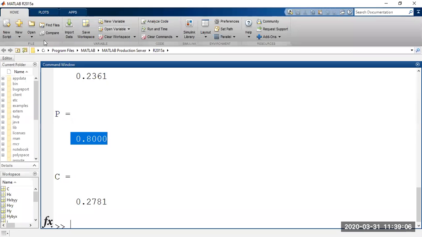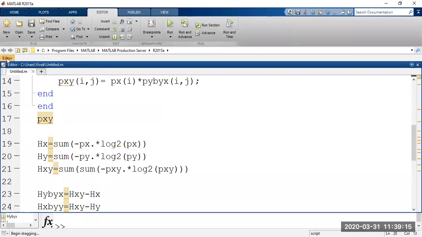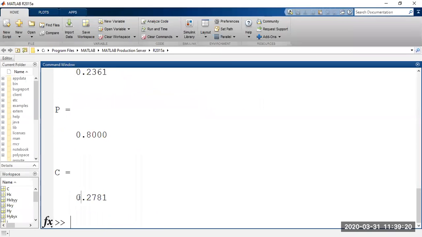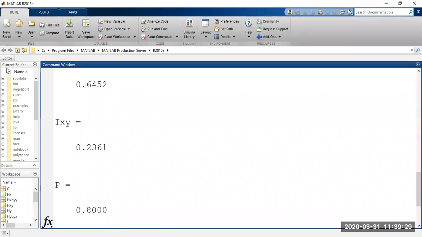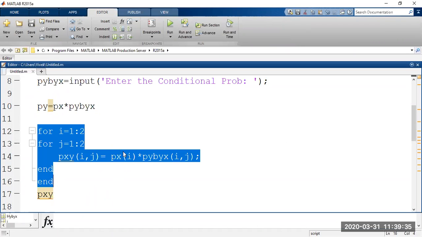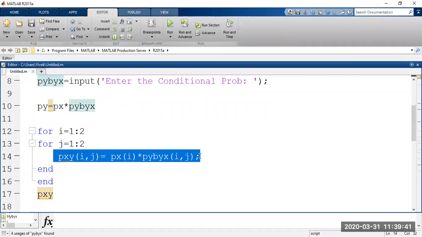And then I have considered P as 0.8. So here P is nothing but P of Y by X 1 comma 1. That means the first element of my conditional probability matrix, which is 0.8. So P is 0.8 and my capacity of channel is 0.2781. I hope this is clear. There might be some confusion in this for loop, but this is very simple. You have to implement this using this for loop I comma, or you can implement four different statements for X comma Y 1 1, 1 2, 2 1, 2 2.